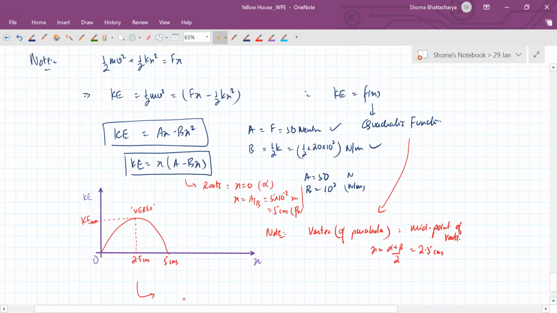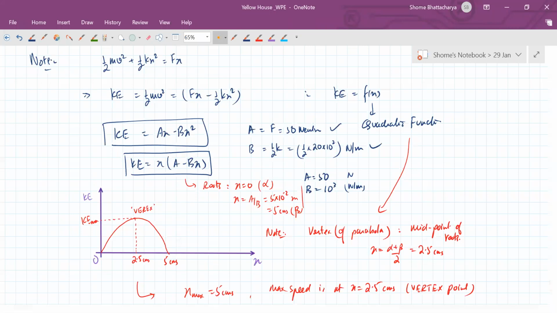From this you can analyze that maximum extension will be 5 centimeters, whereas the maximum speed is at x equal to 2.5 centimeters. That is the vertex point. So this is another way of analyzing this. Just make a note of this also.